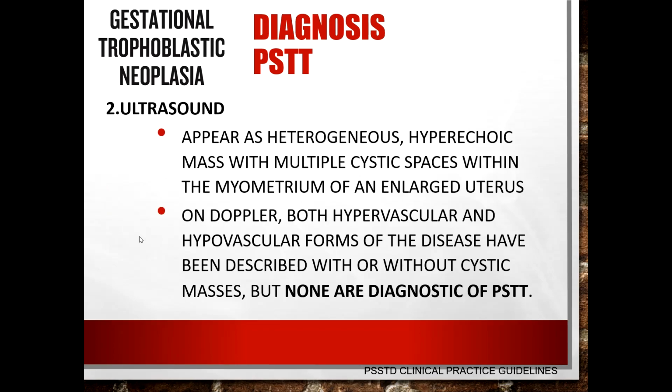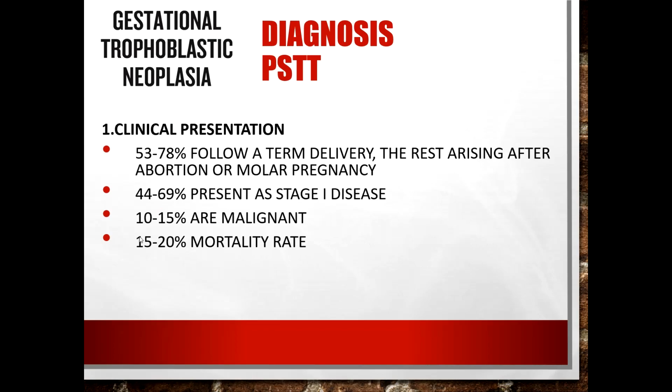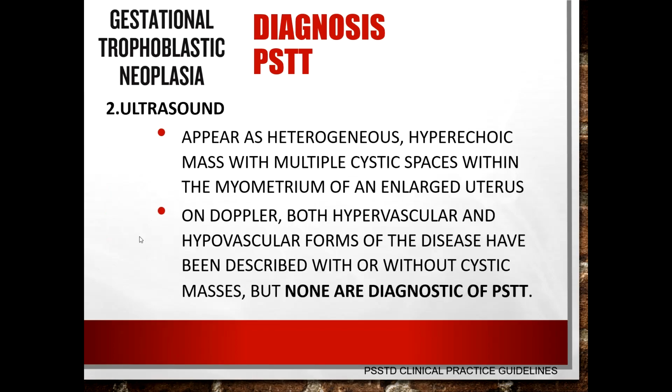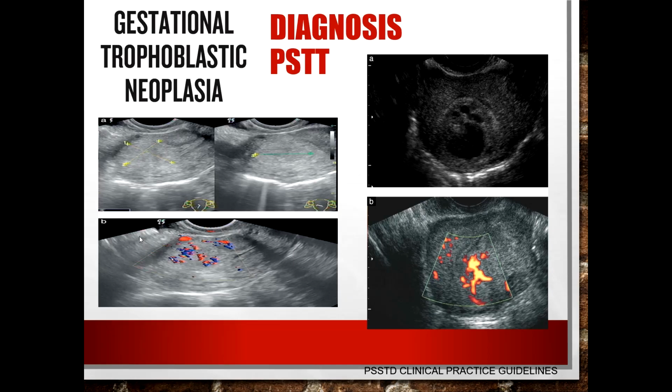Metastasis to the lungs, liver, abdominal cavity, and brain have been reported, and this may develop several years after the initial diagnosis. On ultrasound, they appear as a heterogeneous hyperechoic mass with multiple cystic spaces within the myometrium of an enlarged uterus. On color Doppler, both hypervascular and hypovascular forms of the disease have been described, but none are diagnostic of PSTT. So this is an ultrasound picture of PSTT.